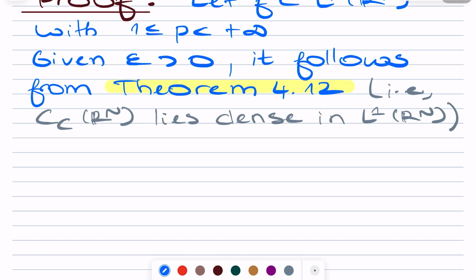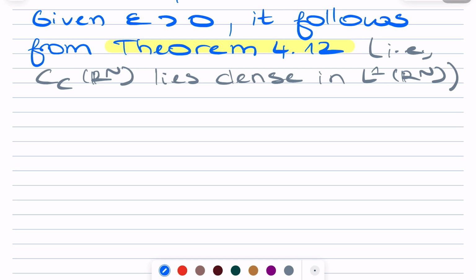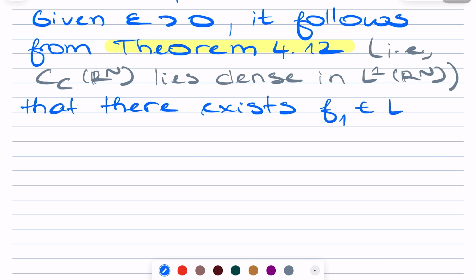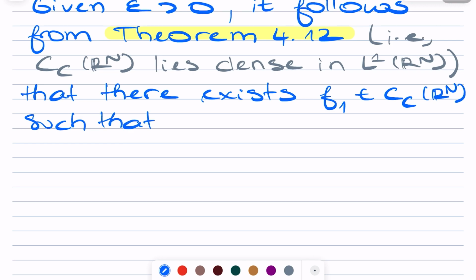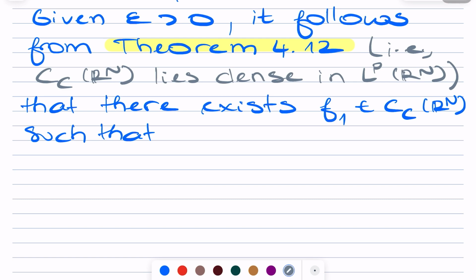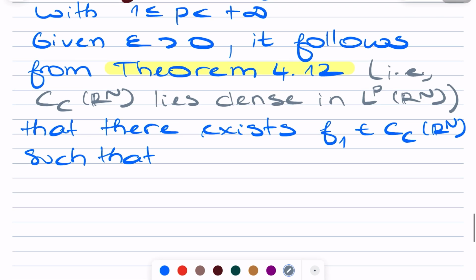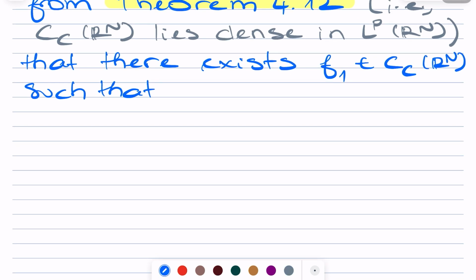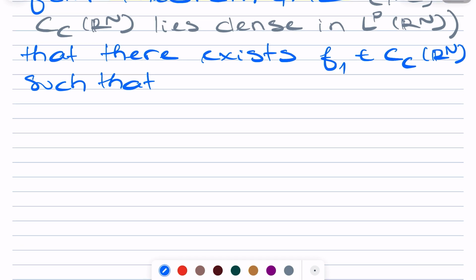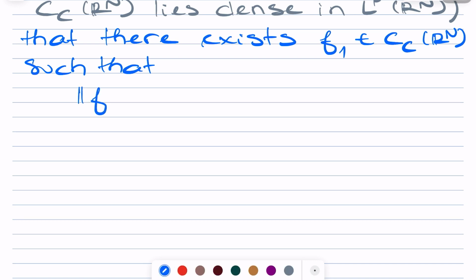So given epsilon positive, it follows from theorem 4.12 that there exists say f1 in Cc of Rn, such that, I think we will have to be more clear, this is even dense in Lp of Rn, for p between 1 and plus infinity not included, of course. So there is this f1 in the space of continuous functions with compact support such that the norm of f minus f1 in the Lp norm is strictly less than epsilon.